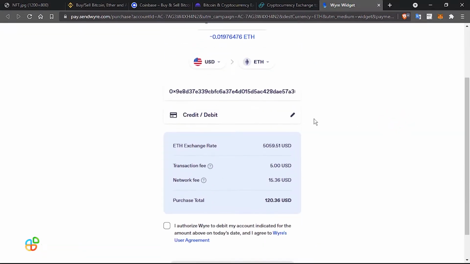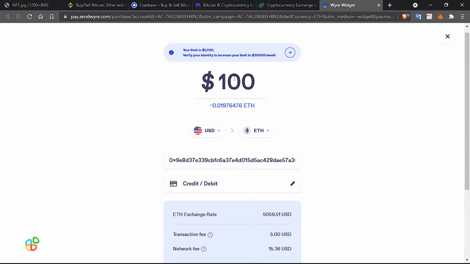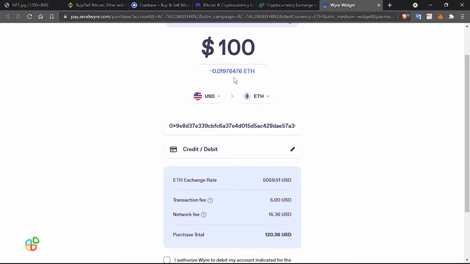So what we need to understand is, you can see here are some transaction and network fees. Every time you buy your Ethereum through this wire, you need to pay a certain transaction and network fee, because you are going into the blockchain and trying to buy that. So there occur some transaction and network fees. But let me show you something.